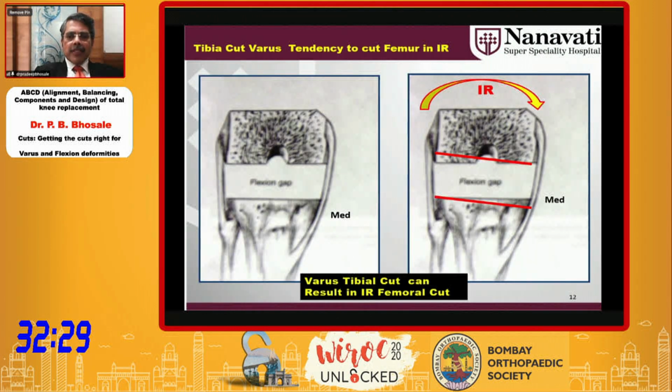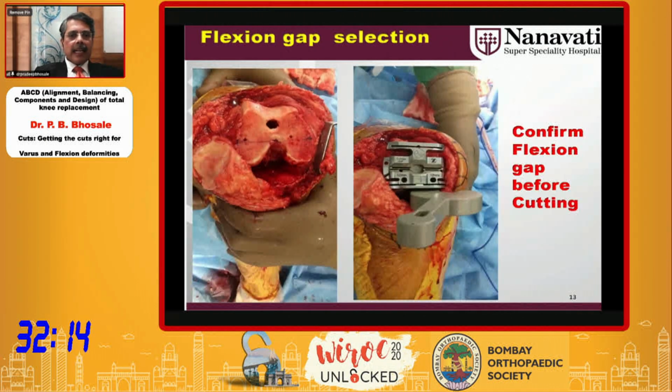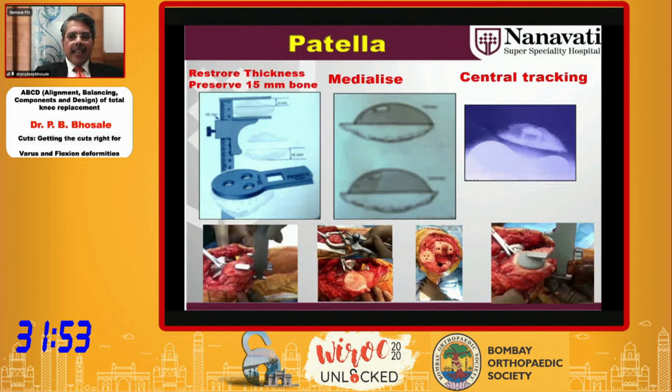So sometimes if the tibia is cut in varus, and if you check the extension flexion gap with the block technique, you may develop internal rotation and cut the femur in internal rotation. So you have to be careful. And before cutting, you always check the gap. Of course, when you are not using robotics and navigation, so mechanical, always check the gap before you cut the bone, and not the other way. And patella, as you know, when it is everted, the lateral part is actually the medial part, and you should not make any error.